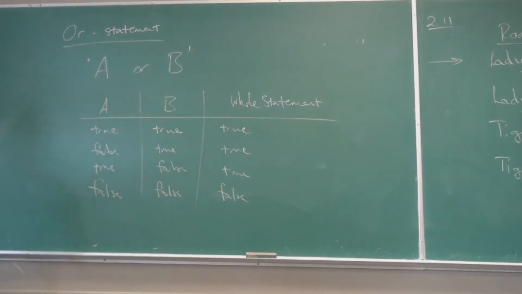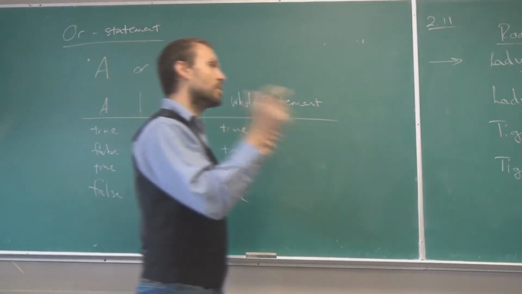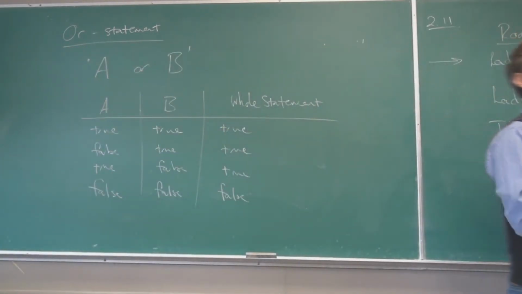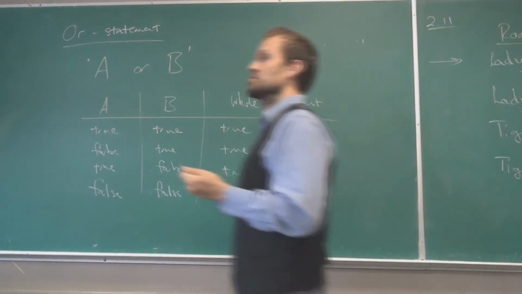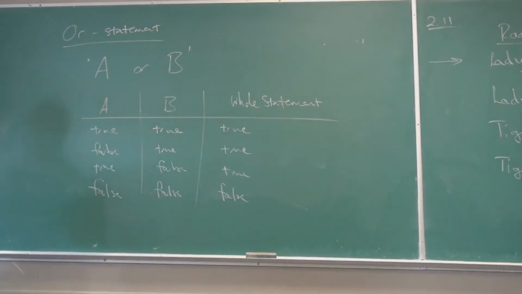So it's different than an "and" statement. An "and" statement was more restrictive. It required both pieces to be true for the whole thing to be true. An "or" statement just requires that one of them is true. It doesn't have to be both. So it's a little more relaxed. Any questions on an "or" statement?